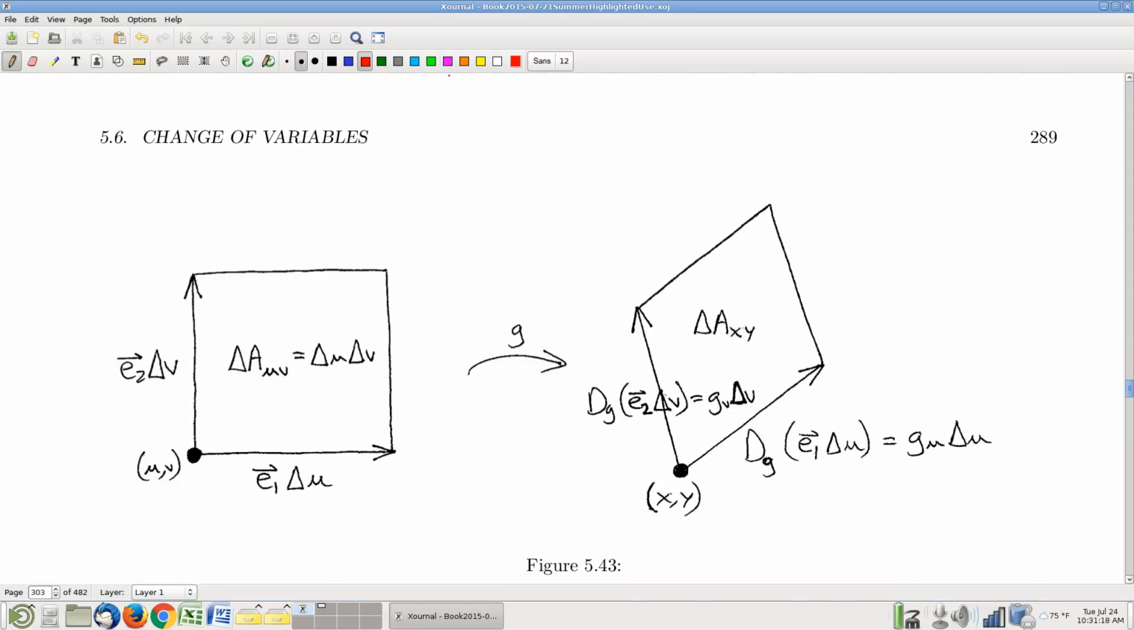Here's that picture again. I already forgot the colors I used, purple. Okay, so I need to look at these two vectors that define my starting rectangle. I need to look at their images that define this resulting parallelogram, and I need to compute this area.